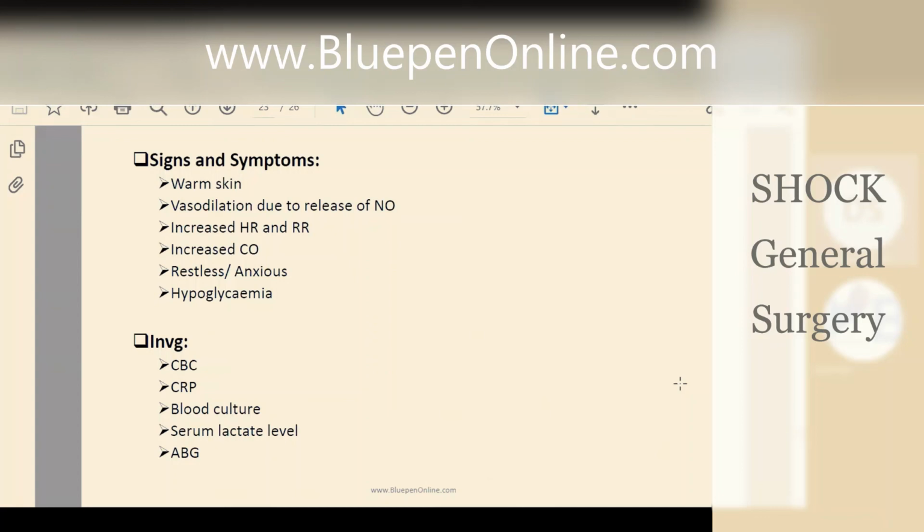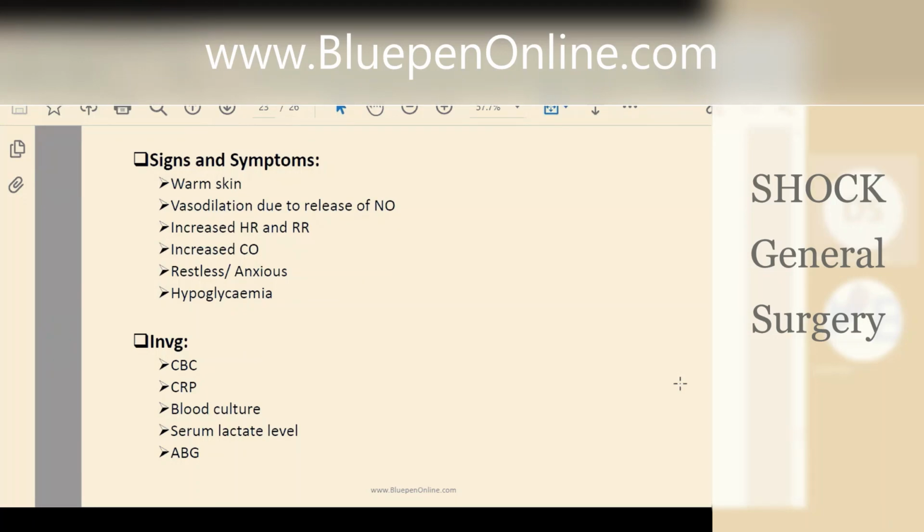The patient will be restless and anxious because of decreased oxygen supply to the peripheral parts of the body, and this will cause the patient to be anxious. It can also lead to hypoglycemia, because when there is infection, more energy and more glucose is utilized by the body, and it can cause hypoglycemia.